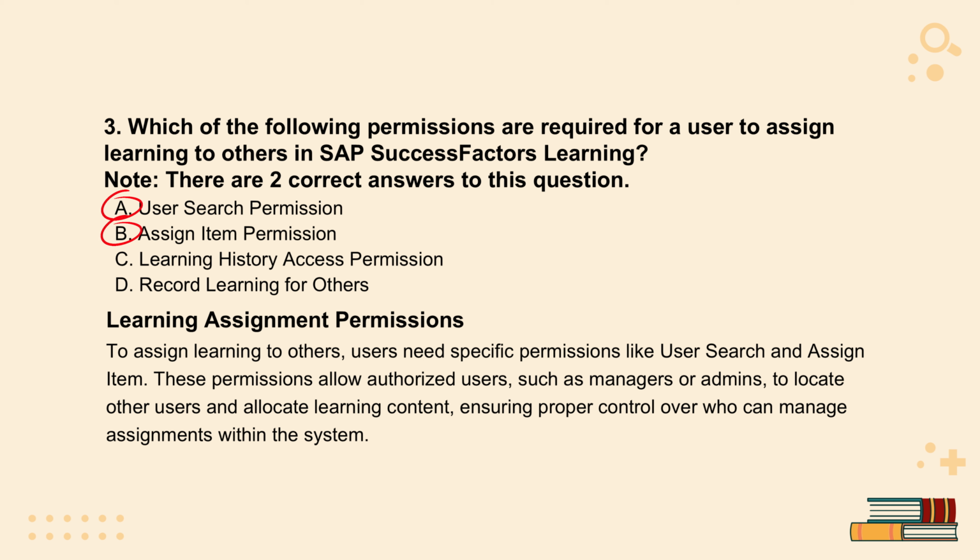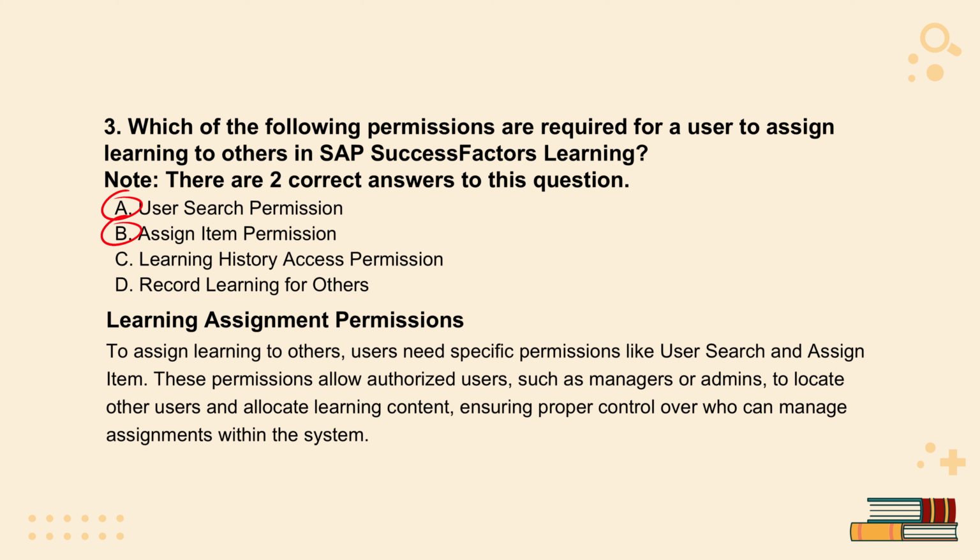This is what actually lets you assign the specific learning item, like a course or maybe a whole curriculum. So you need both. You can't just find people, and you can't just assign things blindly. Exactly. Both are essential. What's fascinating here, I think, is the precise control needed. It's not just about access, is it? No, it's about accountability and preventing mistakes or unauthorized assignments.